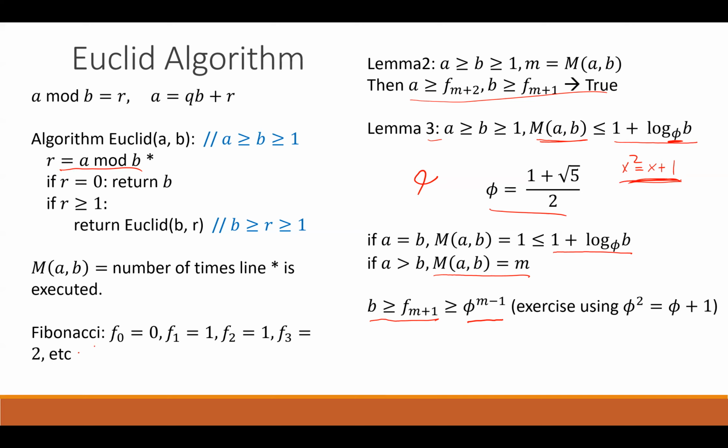All right. I'm going to give this to you without proof. I think we've seen enough math for one day. But the (m plus first) Fibonacci number is at least phi raised to the m minus 1, and we know that this is true because we proved it. So if we take the log of both sides, base phi, we get log base phi of b is at least m minus 1. So m is at most 1 plus log base phi of b.